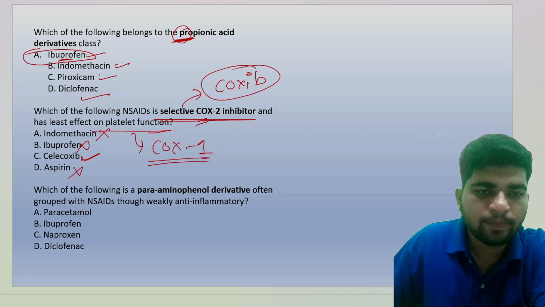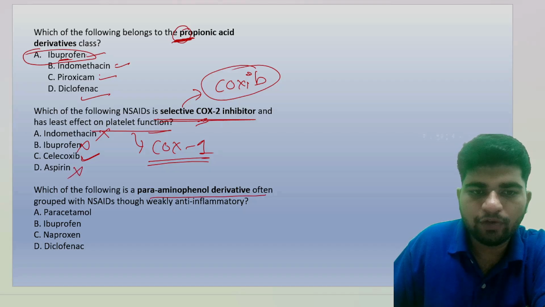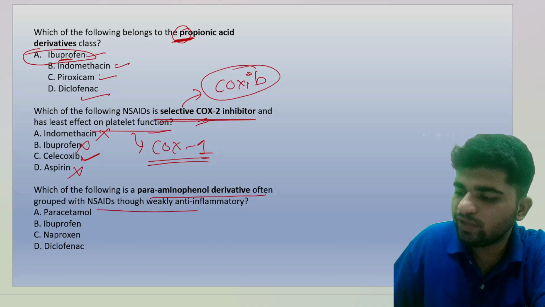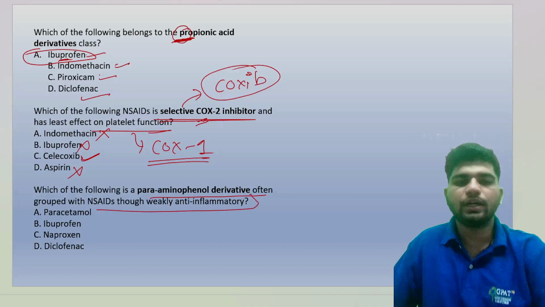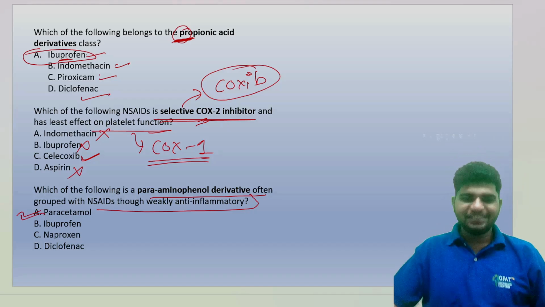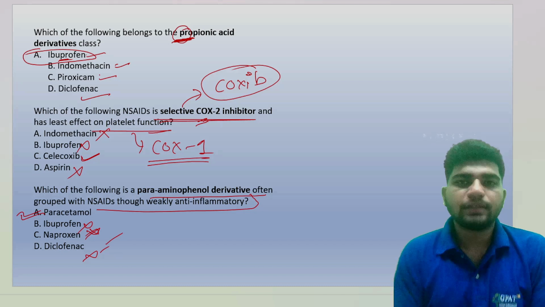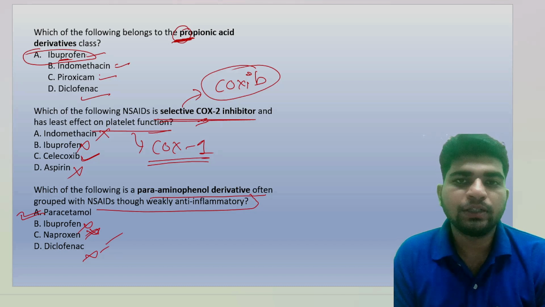Aspirin, no. All right. Which of the following is a para-aminophenol derivative often grouped with NSAIDs as a weakly anti-inflammatory drug? That is paracetamol. Right? Paracetamol. Ibuprofen, no. Naproxen, no. Diclofenac, no.